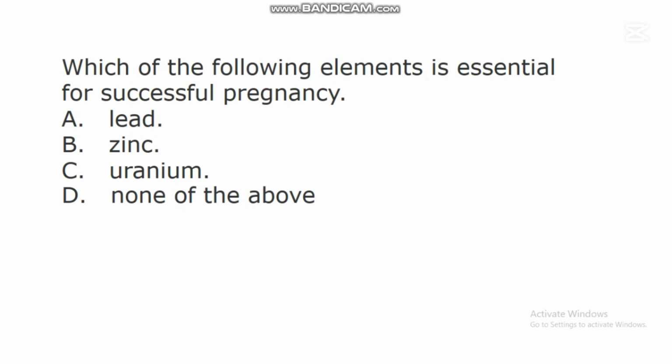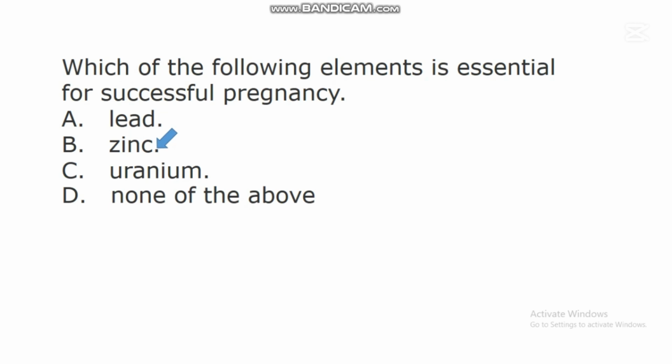The next question says, which of the following elements is essential for successful pregnancy? A. Lead. B. Zinc. C. Uranium. D. None of the above. In this question, the correct answer is B. Zinc.